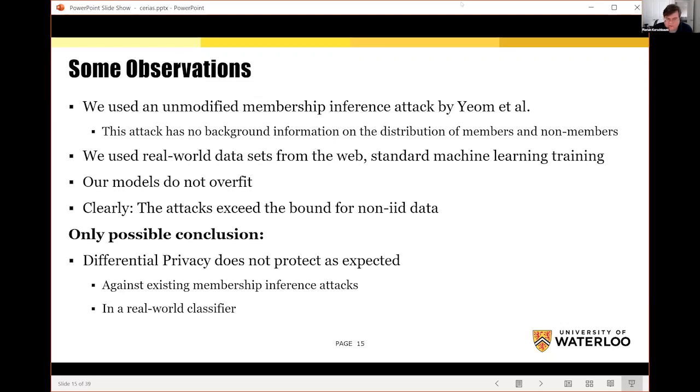We used real-world data sets. These are data sets that you can find on the internet. And we used standard machine learning training. Our models do not overfit. There is no overfitting in those models. It's not due to overfitting. The training and the test accuracy on those data sets is very close. However, clearly the attack exceeds the bound for non-IID data. So the only possible conclusion is that differential privacy does not protect as expected by Yeom et al. against membership inference attacks in a real-world classifier. It's the only possible conclusion. Okay, so we now need to investigate why we have this behavior?